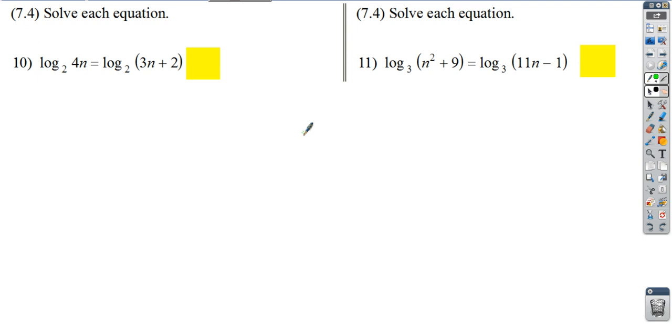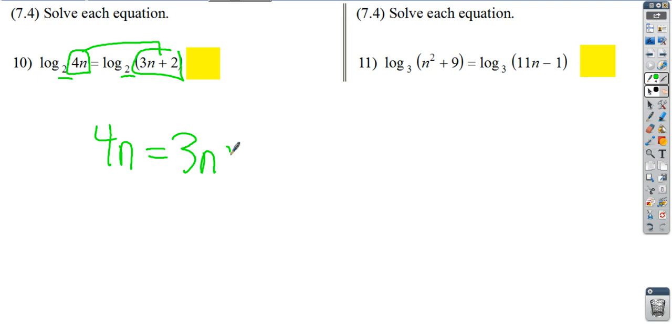Alright, continuing with where we left off, this is section 7.4 on solving equations using logarithms. The key thing to notice here is that when you have the same base, which we do right here, and we do also in number 11, the log base 2 of 4n equals the log base 2 of 3n plus 2. That means this thing and this thing have to be equivalent. That's the only way that the log with the same base could be equal on both sides. Okay, so 4n equals 3n plus 2, and then from there it's not so bad.